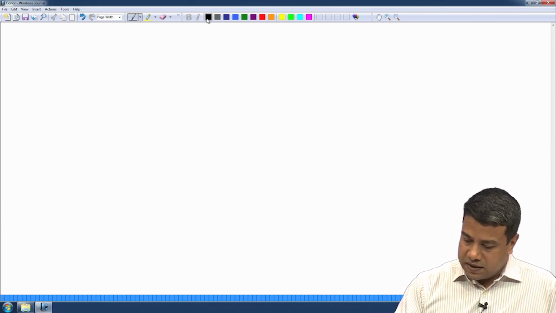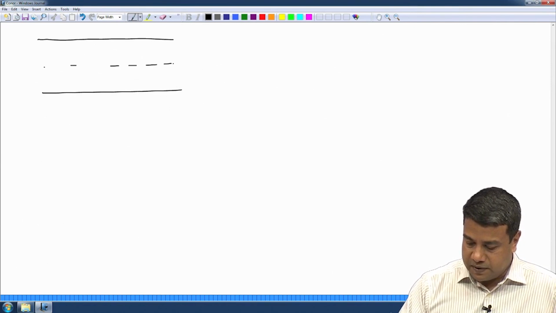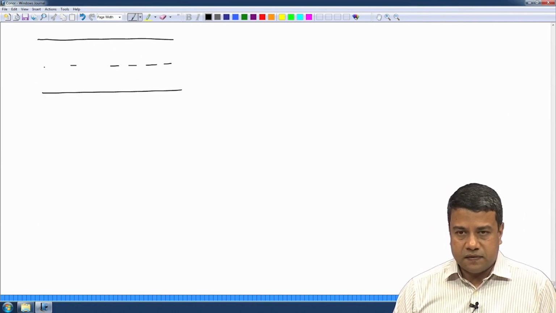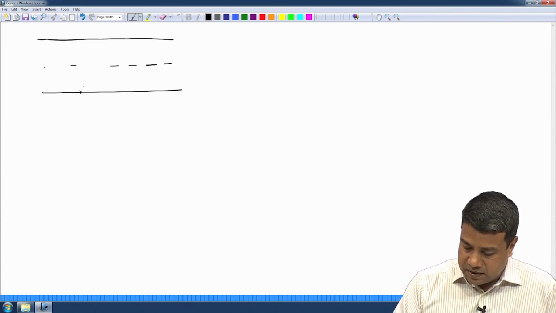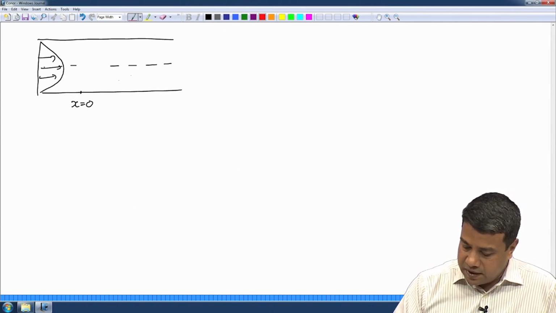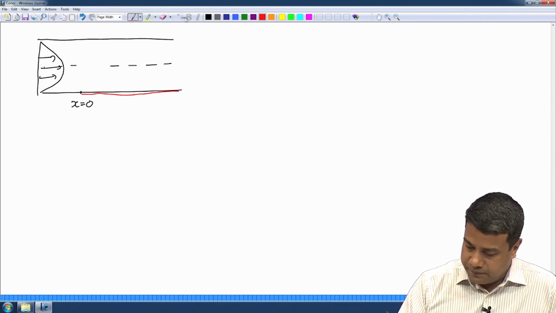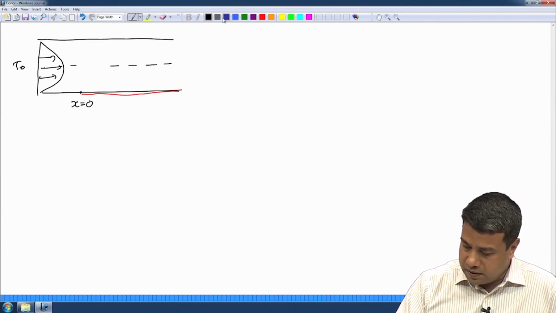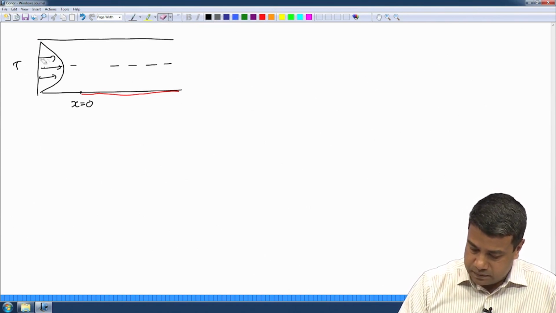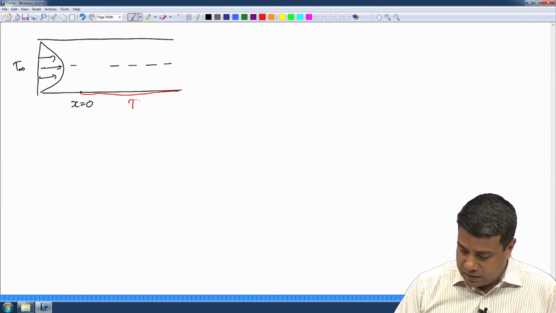Now, this analysis, it turns out, can be straight away applied to a pipe flow. Let us consider the heat transfer in a pipe, where at x equal to 0 the fluid is coming in with some velocity profile, and for x greater than 0 I have a heated section. The temperature is T infinity here, and at this section the temperature is T naught.